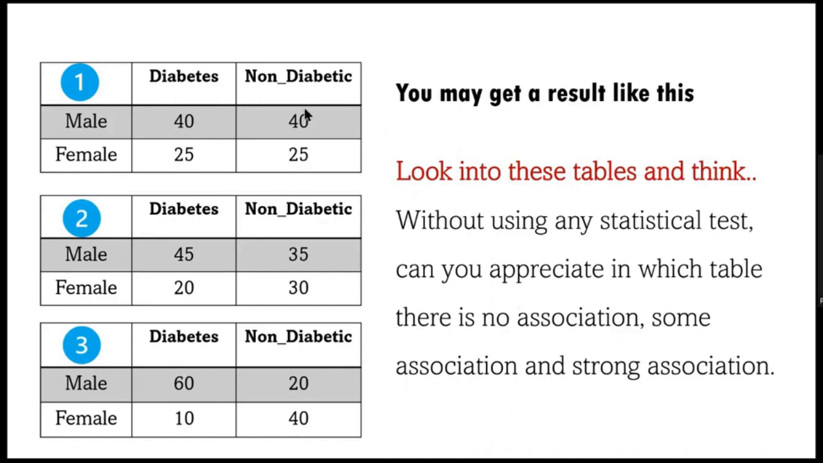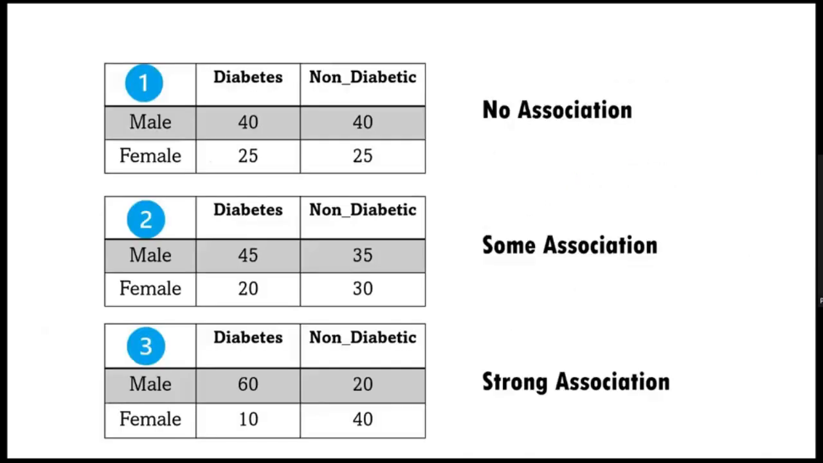If you see this, in the first it seems that there is no association. In the second, there can be some possibility. And in the third, it seems that there is a definite possibility. So in the first case, no association, in the second some, and in the third there is a strong association.